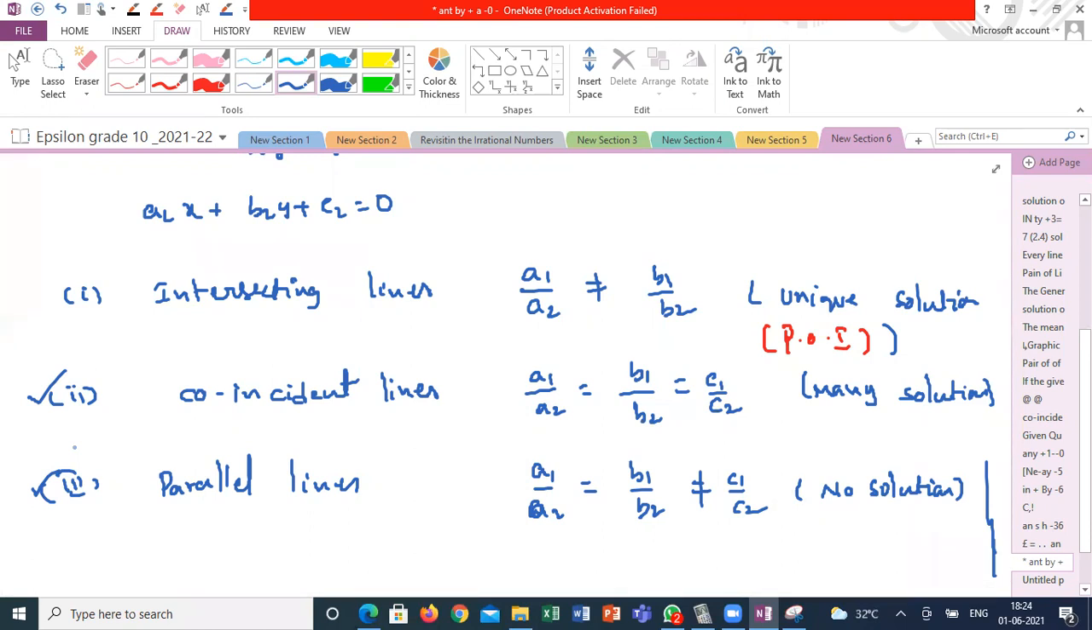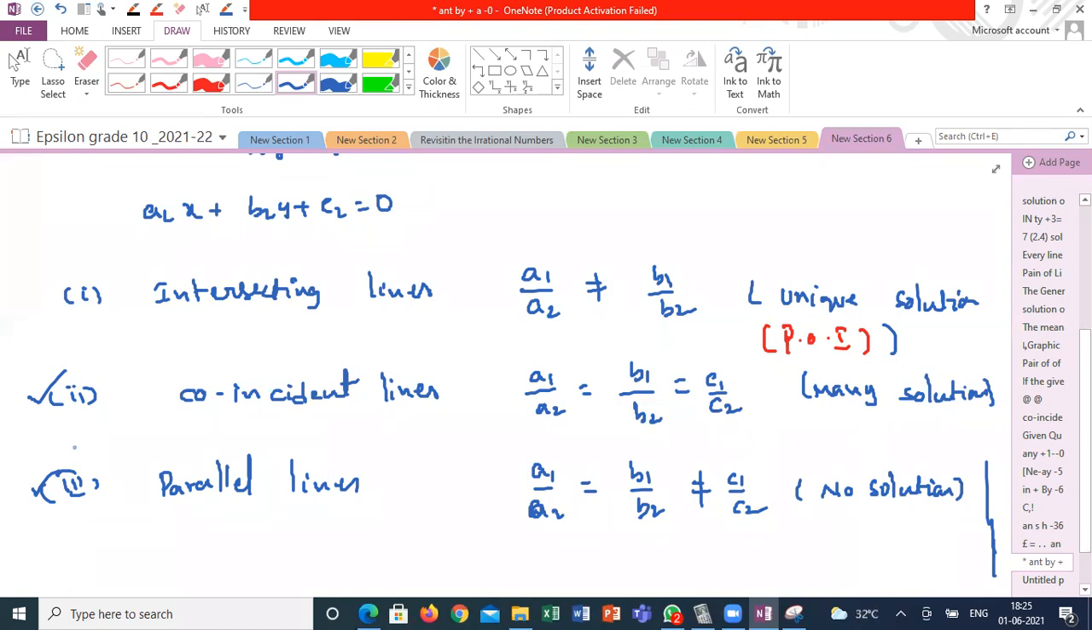If it is satisfying the first condition, then only you can proceed to the question. Otherwise, no need to proceed to the question also. What do you understand? See here, in a different way also you can say, what is the condition for two pair of linear equations to say intersecting? They may give the condition or they may ask what is the condition for intersection of two lines?